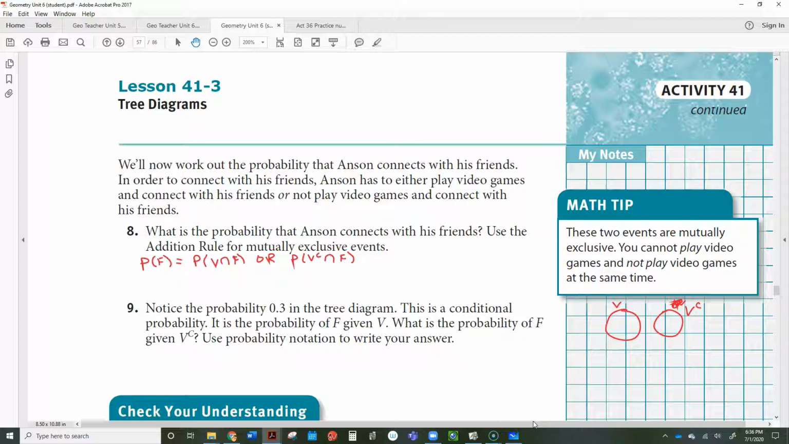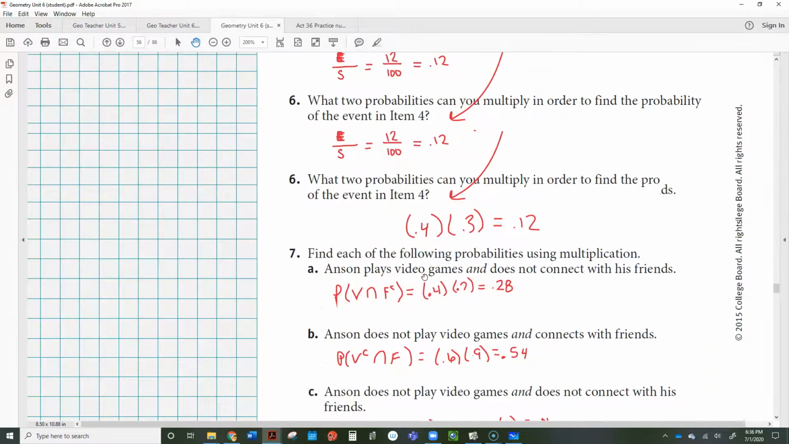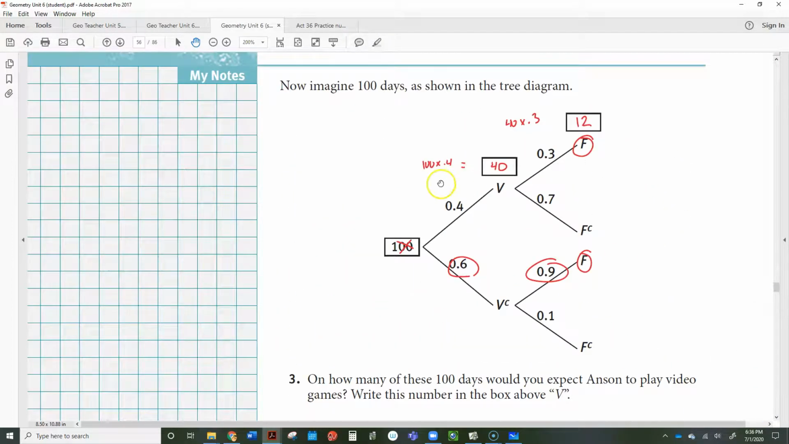Okay, and then in probability, or means you add, and means you multiply. So here we do the 0.4 times 0.3, and here we do the 0.6 times the 0.9. If you're lost, where am I getting these? I'm getting these from this over here.